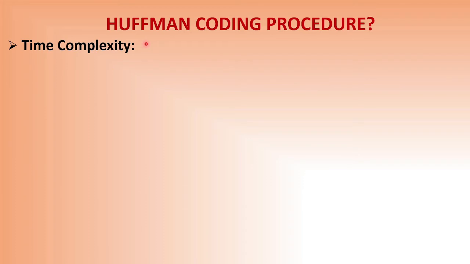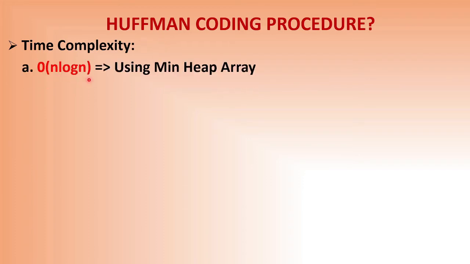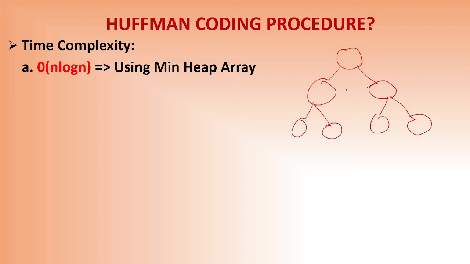Now the time complexity of Huffman coding is n log n when you use a min heap array. Now what is a min heap array? When you draw the binary search tree, you can find the Huffman coding solution by drawing it. And when you draw the binary search tree using the min heap procedure, what is the meaning of min heap? The smallest element will be at the root. Then the bigger elements will come.